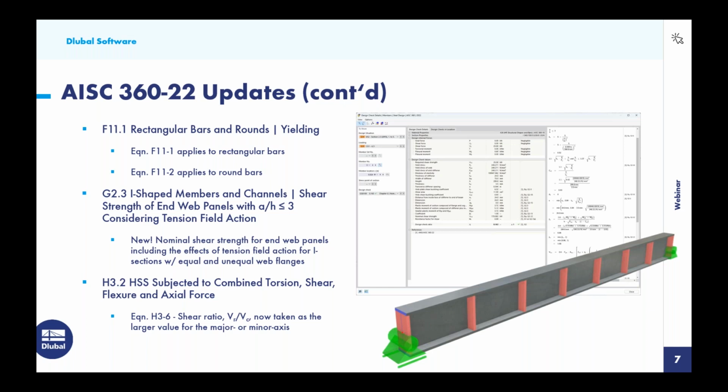And finally, we have section H3.2, HSS subjected to combined torsion, shear, flexure, and axial force. There's a clarification here that in equation H3-6, the shear ratio should be taken as the larger value of the major or minor axis. Previously in the 2016, we were adding these values together. So that's just a short list, again, of the relevant changes specific to RFEM.